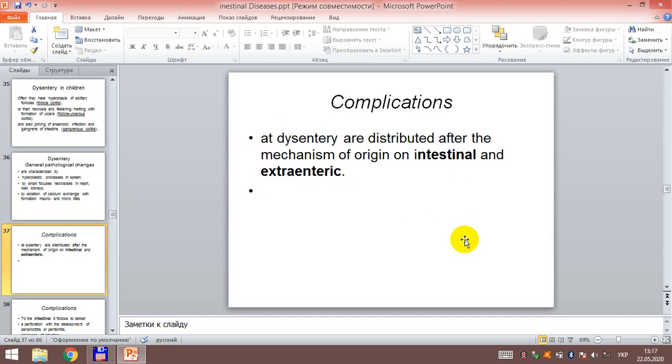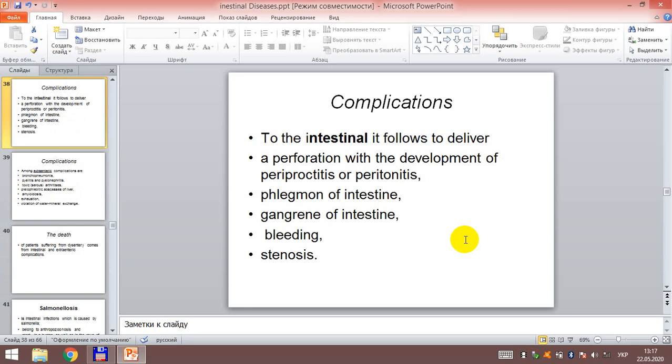Complications of dysentery. They are distributed by the mechanism of origin into intestinal and extraenteric localization. To the intestinal complications we should refer perforation with the development of periproctitis or peritonitis, phlegmon of intestine, gangrene of intestine, bleeding, stenosis.